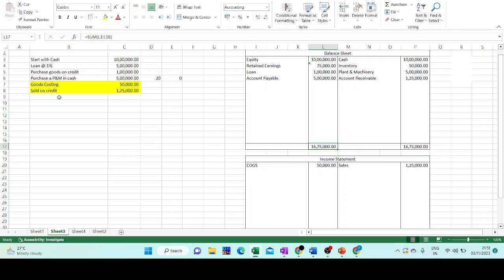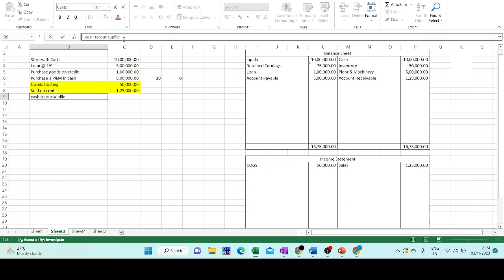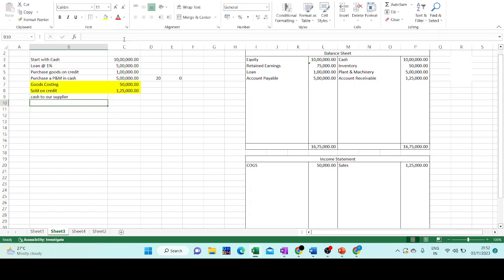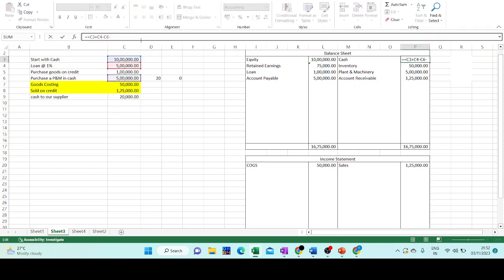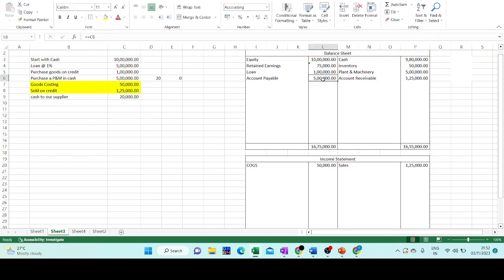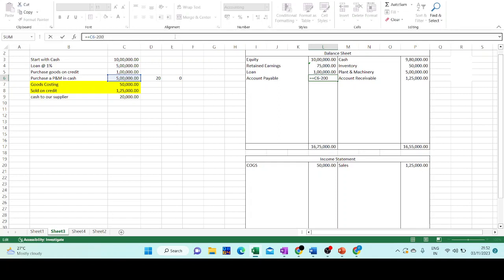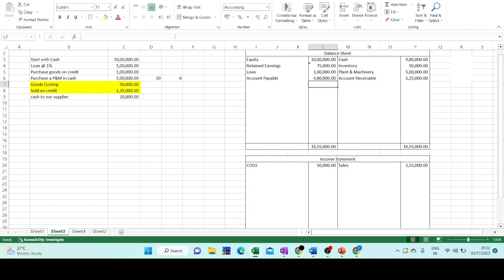Now guys, we pay cash to our suppliers. How much cash do we pay to our suppliers? Say 20,000. So which two accounts would be affected? First, my cash balance would reduce by 20 because I've paid cash to our supplier. I've paid 20,000 cash to my supplier, so my cash would reduce by 20,000, and my accounts payable would also reduce by 20,000.